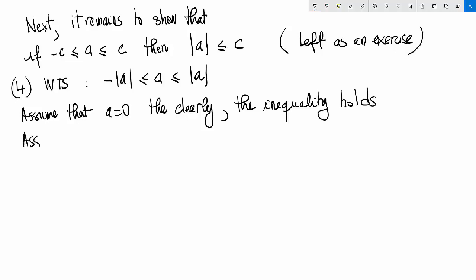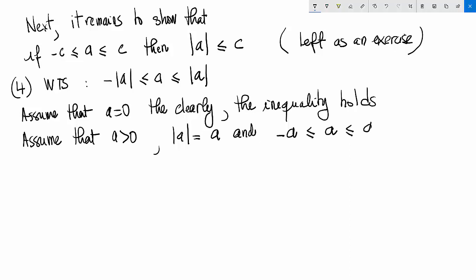And if we assume that A is positive, then the absolute value of A is going to be equal to A. And in this case, we know that the opposite of A is going to be negative. So it's less than or equal to A, which is a positive number, which is of course equal to itself. So we get what we need.